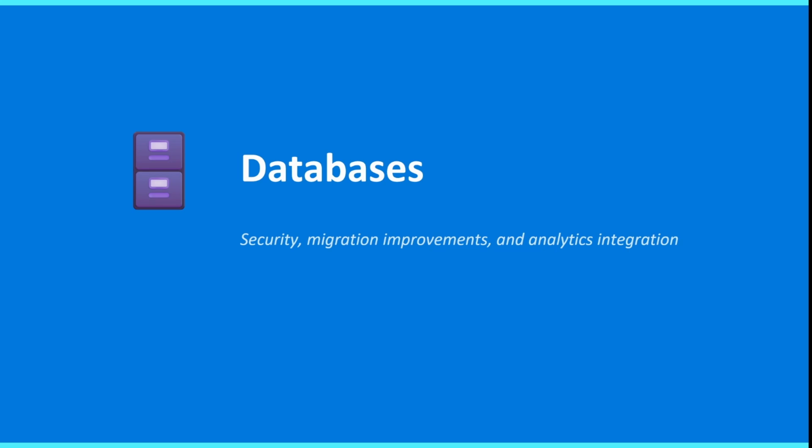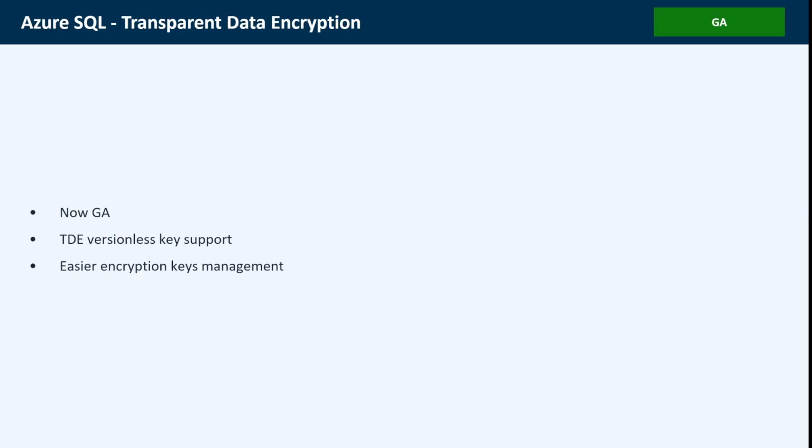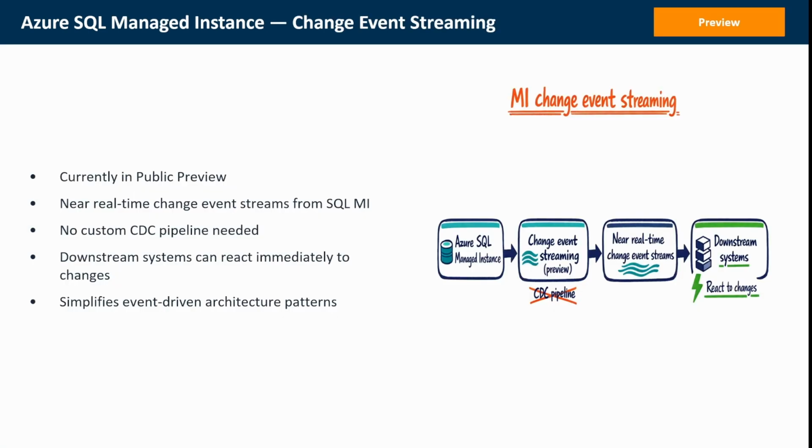Now let's look at data services, because there is a mix of security, migration and get-data-into-analytics improvements. On Azure SQL, transparent data encryption has TDE versionless key support and it's GA. That's a key management improvement. It removes some friction when I'm handling encryption keys over time. Also for Azure SQL Managed Instance, change event streaming is in preview. The important bit is near real-time change event streams, so downstream systems can react without me building a custom CDC pipeline first.